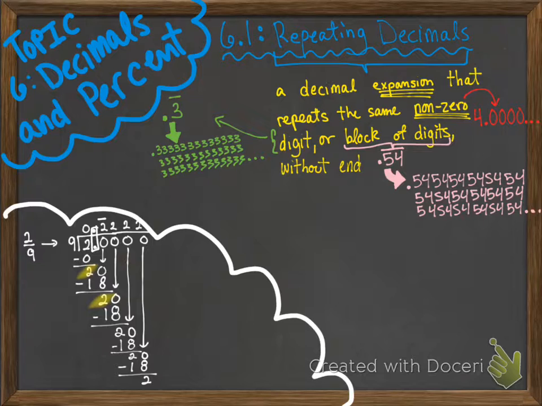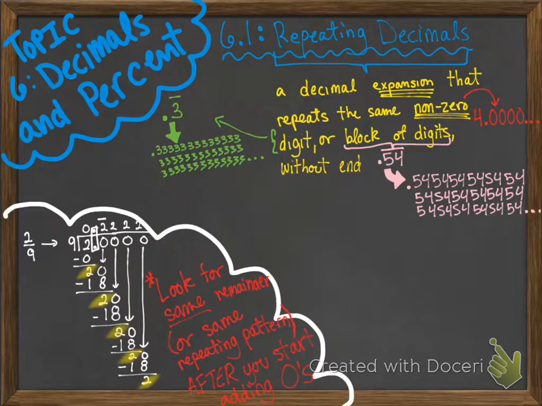I could keep going, and I'll show you all the long division for that, but I'm always going to get these remainders of 2. So there's no point in writing them because I can easily represent them with a bar over my 0.2, to show that those 2's go on forever. So a quick, easy rule to help you know when you are done and you definitely have a repeating decimal is to look for the same remainder or same repeating pattern after you start adding zeros, because once you start adding zeros, you're not influencing the value of the number.